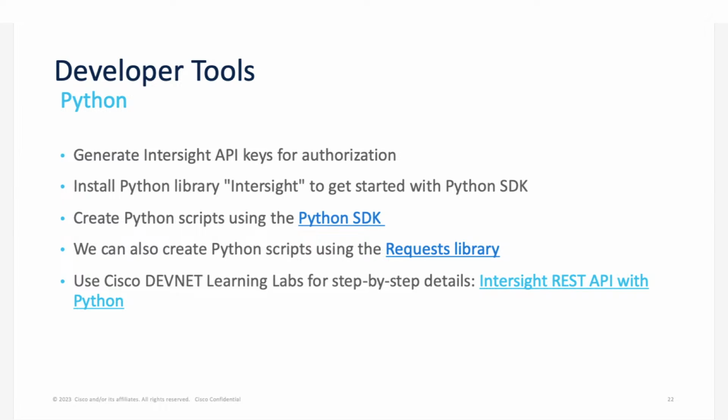If you want to use the requests library, then you need an authentication helper function to authenticate or to sign your HTTP request to Intersight. And for that, we do have an Intersight-auth library created by someone from the Cisco side, which you can leverage with your requests calls. And then we do have Cisco DevNet Learning Labs for step-by-step details on the provided link.